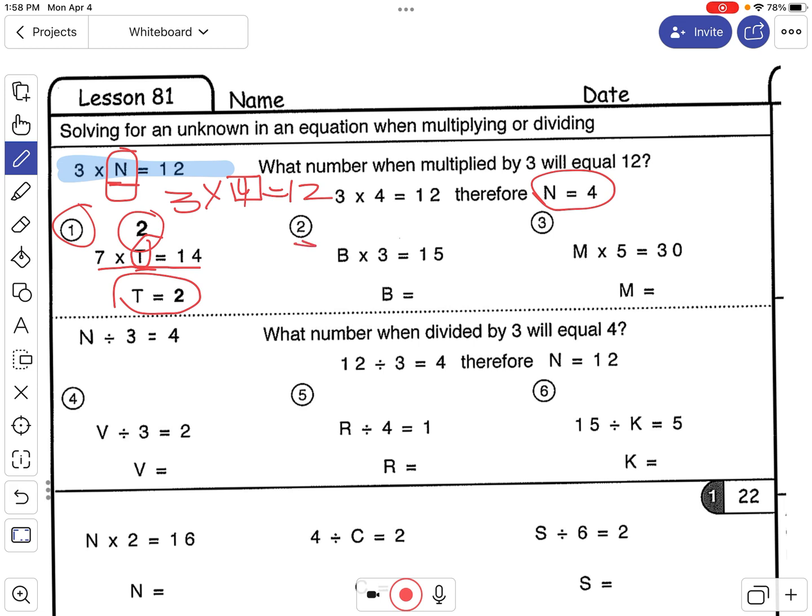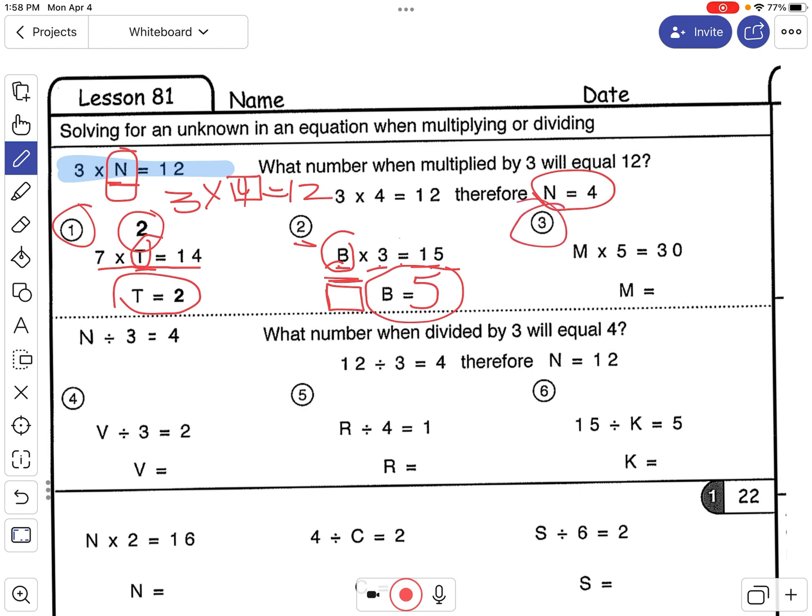Number 2, b times 3 equals 15. Some number times 3 is 15. So think of b as being like a blank or a box. I want you to pause the video right now and fill in the answer for b. All right, you should have already done the answer before you hear me give the answer. So what number, some number, times 3 is 15? 5 times 3 is 15. So therefore, b is equal to 5. If you did not write a 5, erase your answer and fix it.